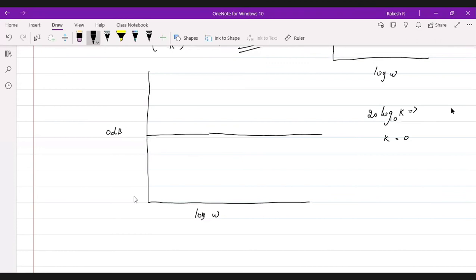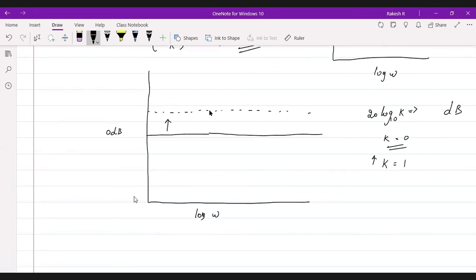Whatever constant value we get, that is in terms of decibels here. So that is 0 here. Now I'll be increasing the value of k to 1. When I increase the value of k to 1, that means the system is moving upward here. That means here you will be getting the value of k as 1.